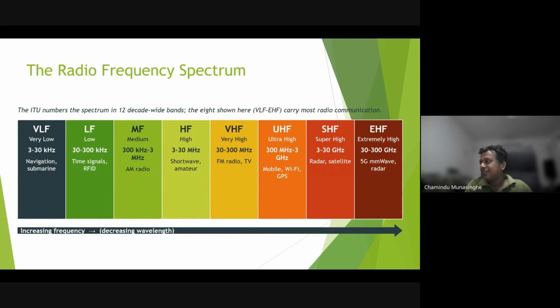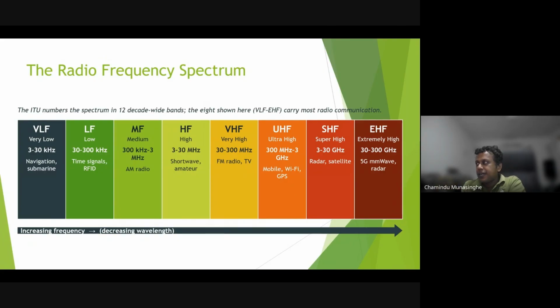And then let's talk a bit about the RF spectrum here, right? So we know what frequency is, and then depending on the frequency, we roughly divide this into 12 decade-wide bands, right? So each band is a decade, like 3 to 30, 30 to 300, like that, right? So 10 times the start. So 3 times 10, like that. So in decades, right? So each band we multiply by 10. That's what we call decade-wide bands, right? So it's a multiple of 10.